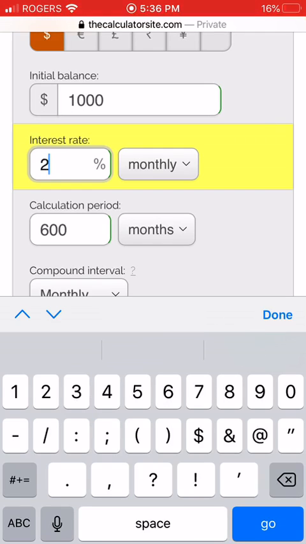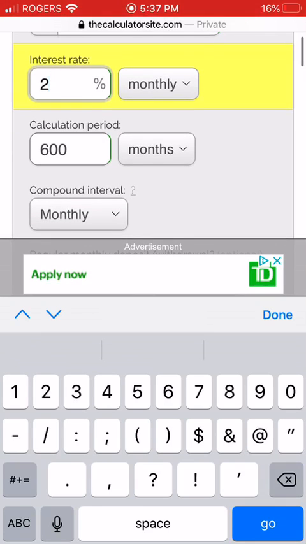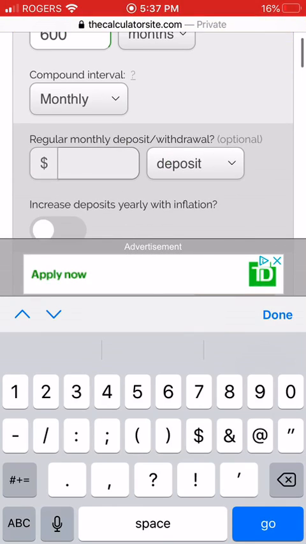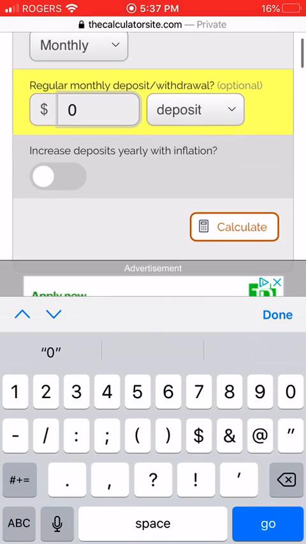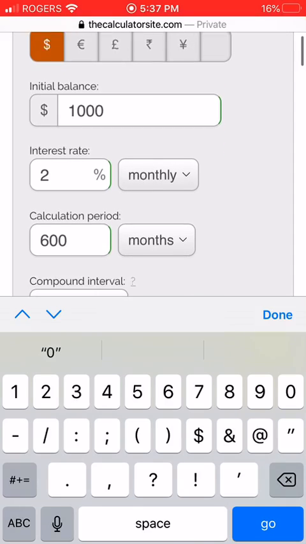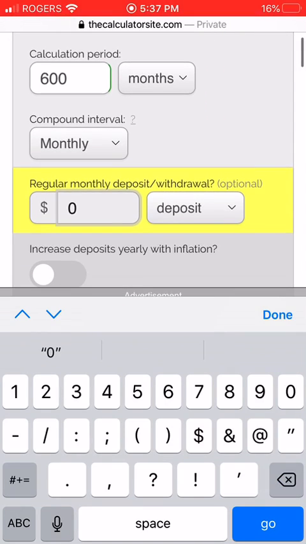Interest rate. Okay, so you put in the initial balance, say 2%. You put monthly, you put months, so that'll compound monthly. Now for deposits, regular monthly deposits, just put 0 so you're not adding any more money. You could add more money, but let's keep it simple.